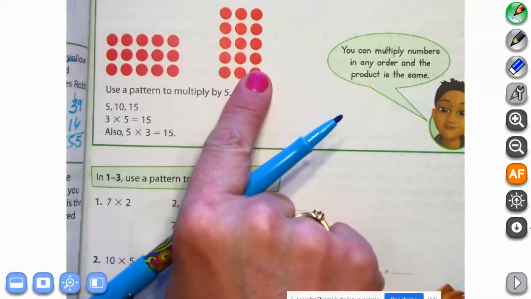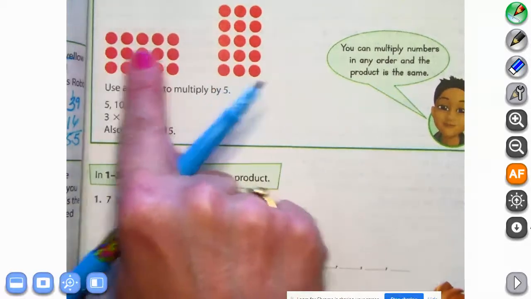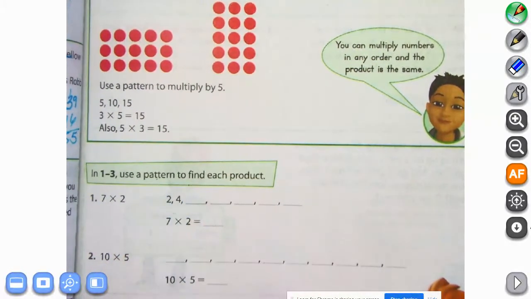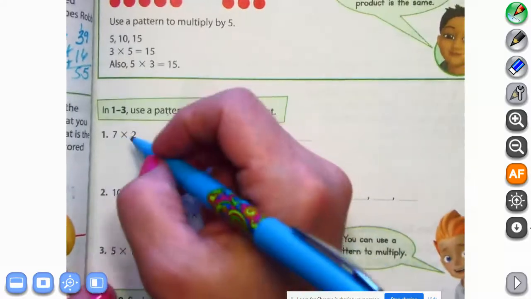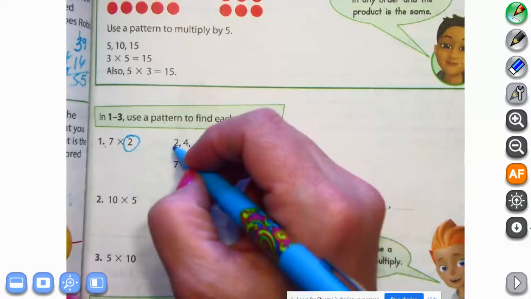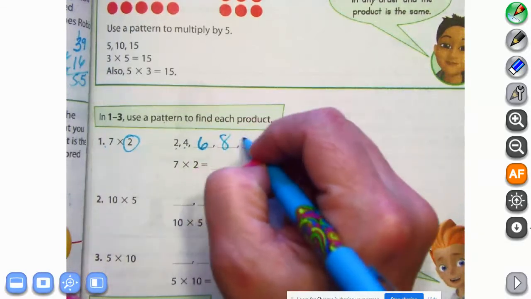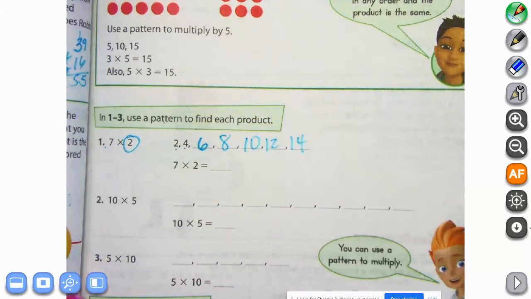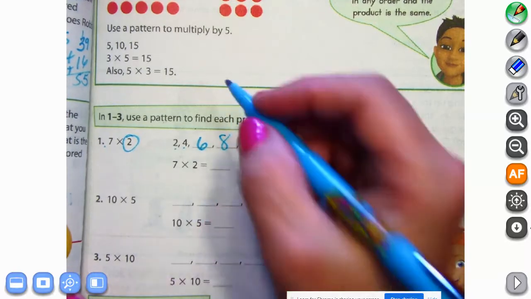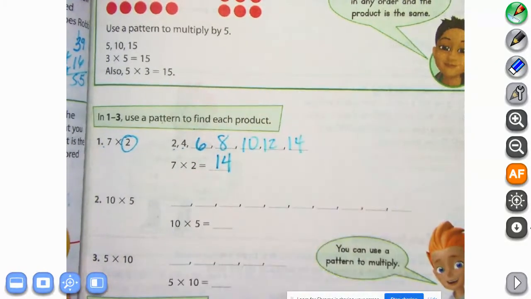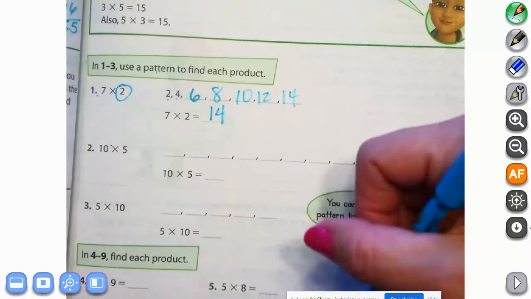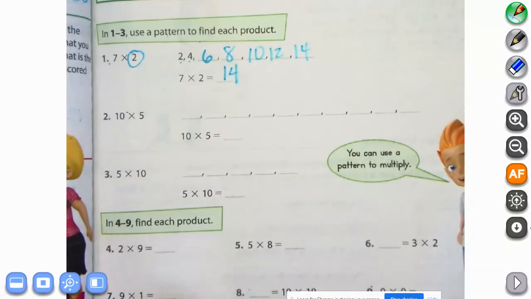So it's showing you 2 arrays. This is 3 groups of 5, and this is 5 groups of 3. So it says use a pattern to find each product. So for skip counting by 2, 7 times: 2, 4, 6, 8, 10, 12, 14. So 7 times 2 is 14. Does that make sense? So you're going to have numbers 2 through 9 to finish up.